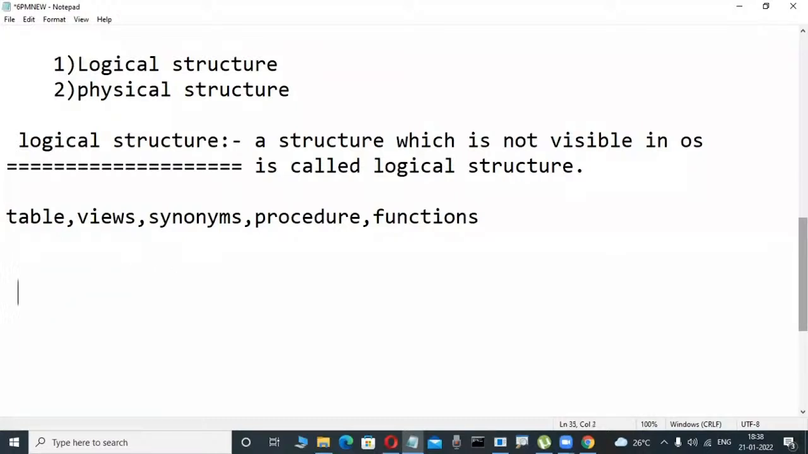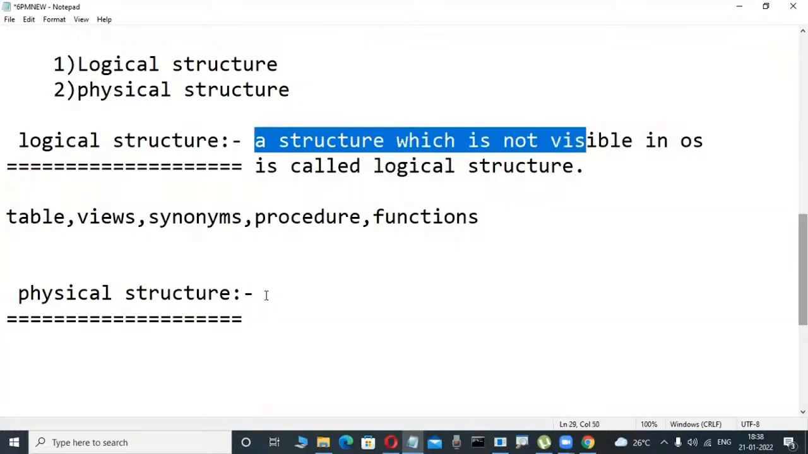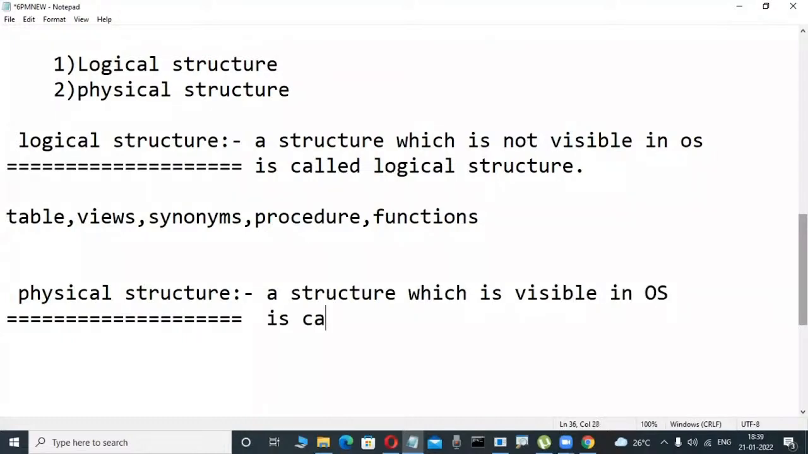Now observe here. What is physical structure? Don't write it down, just roughly observe. Physical structure is there. Just for an idea. What does physical structure mean? This is the opposite: a structure which is visible in the operating system. Observe here, a structure which is visible in the OS, the operating system, is called physical structure.